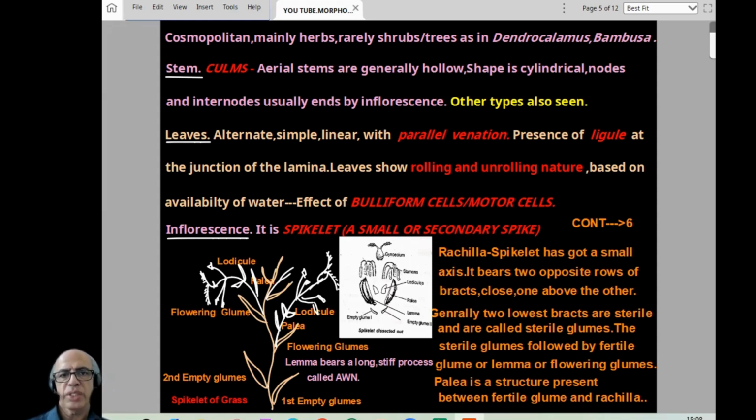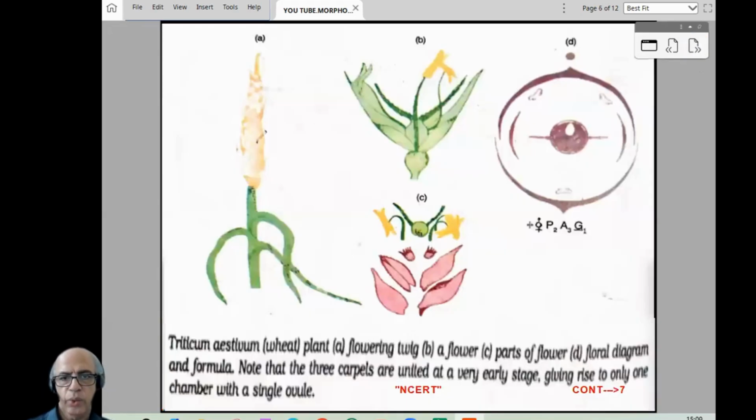Then inflorescence is spikelet, where I have drawn a separate diagram, then photograph, etc., starting with the rachilla. The spikelet has a small axis, rachilla, with two opposite rows of bracts, one above the other. The lowest two bracts are sterile and are called glumes. Then glumes are followed by the fertile glume, lemma or flowering glume. Palea is a structure present between the fertile glume and rachilla. Photograph given there, labeled there, so very clear. Next, we have to proceed with the NCERT old diagram with the floral diagram, floral formula.